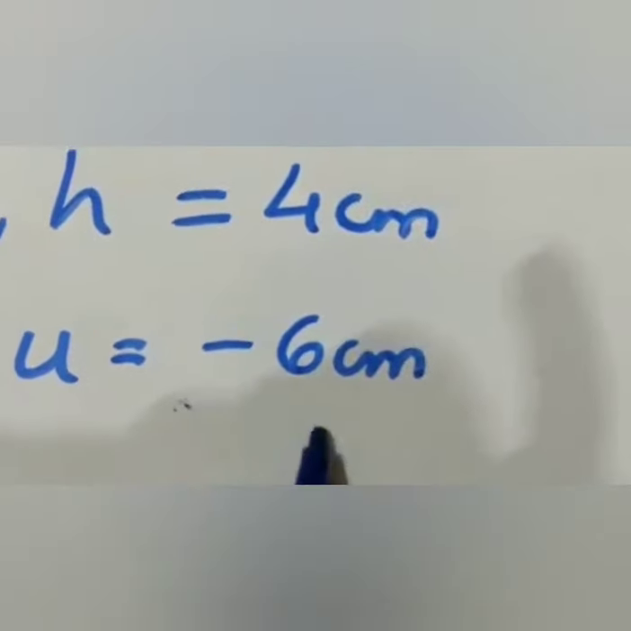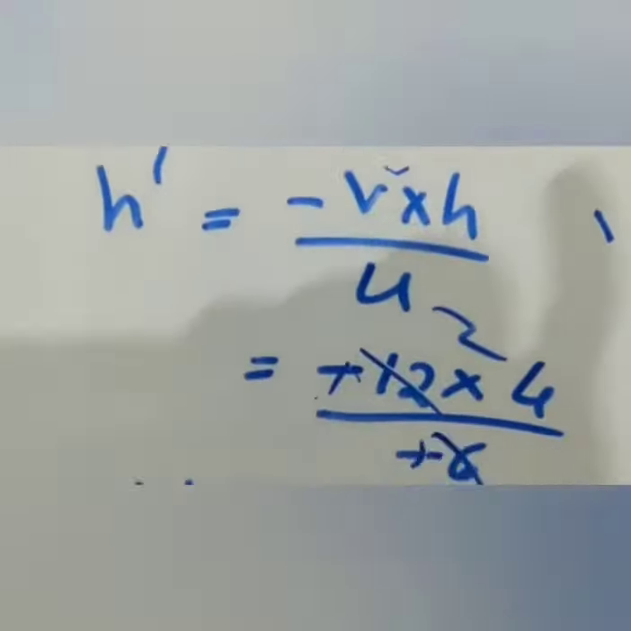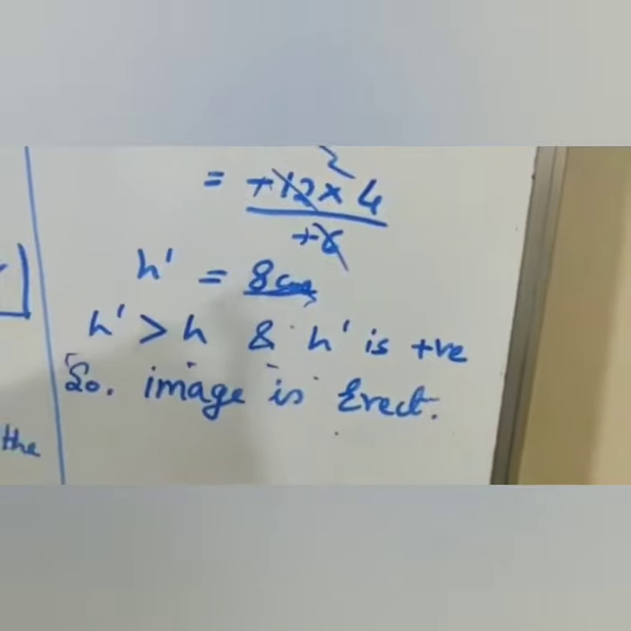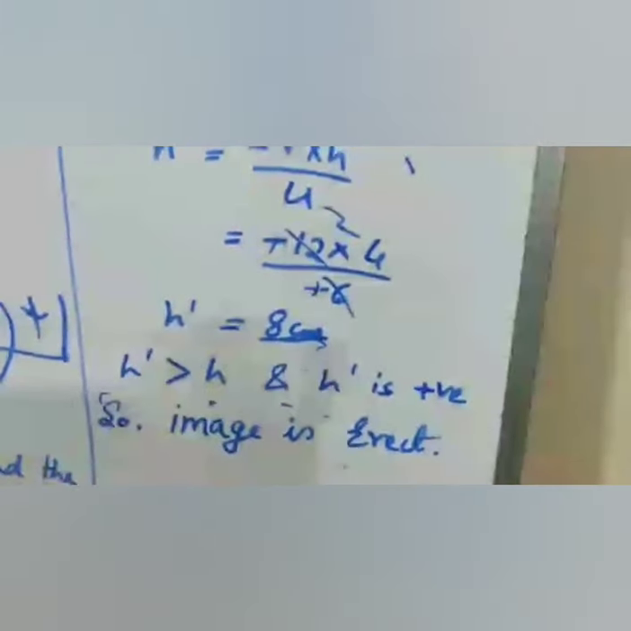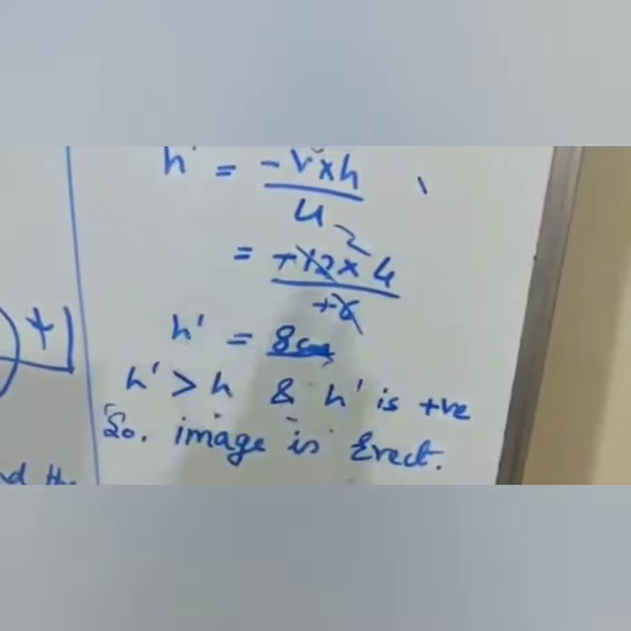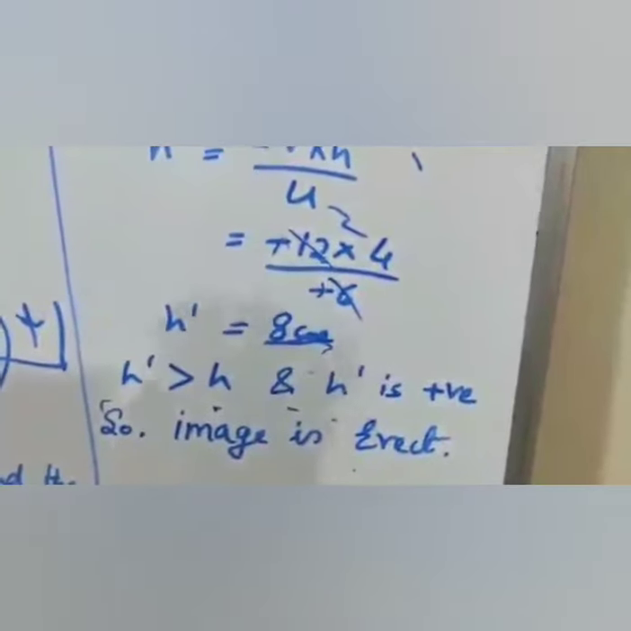It is bigger than h. h is plus 4 and h dash is plus 8 centimeter. h dash is greater than h and h is positive. So we can conclude that the image is virtual and erect. I hope you understood. You have to read the sign conventions. You have to learn by heart all the 6 images of the concave mirror and 2 of the convex mirror. Then only you will be able to solve the numericals. Again and again I am telling you.